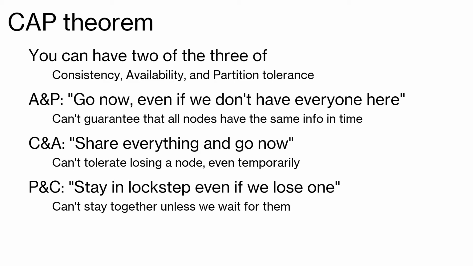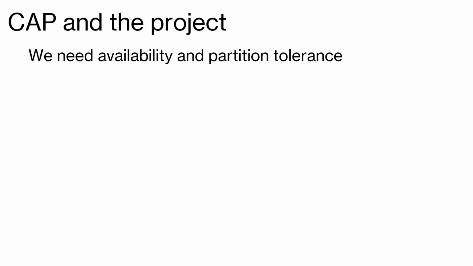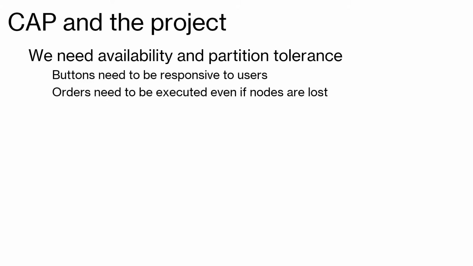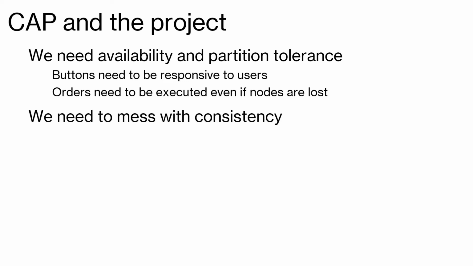Here's how we apply it to the project. And this is where we start narrowing down the domain of distributed systems to the things that we care about. We need availability and partition tolerance. If we push a button, it needs to work. If we lose a node, it needs to continue working. So since we need these two all the time, the one that we need to mess with is consistency. So full uptime, full availability, full partition tolerance, let's mess with consistency.